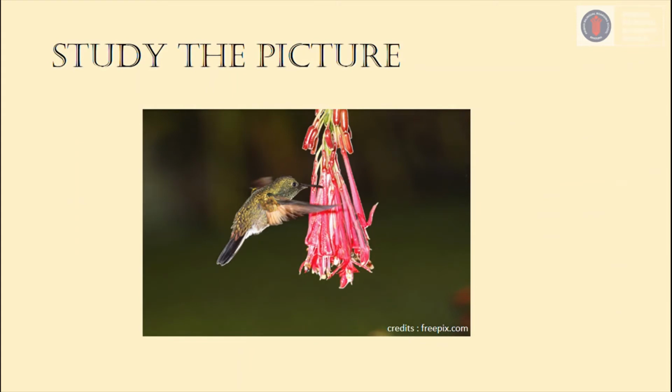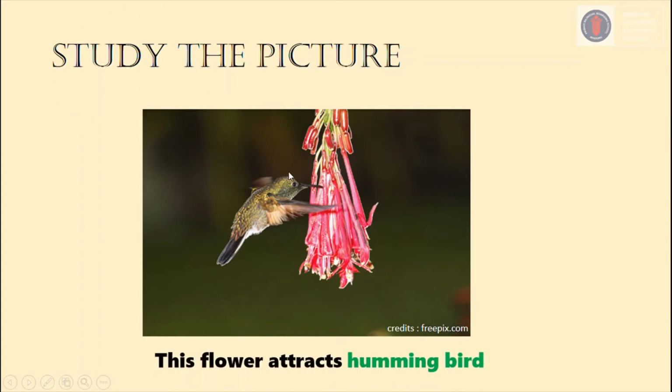There are also some flowers that attract bigger pollinators, such as this one. This is a hummingbird. The hummingbird has a special beak. It has a long beak, like a straw, so that it can drink nectar from a flower that's shaped like a tube. The beak goes inside, and the hummingbird can take the nectar. This hummingbird also helps pollination.